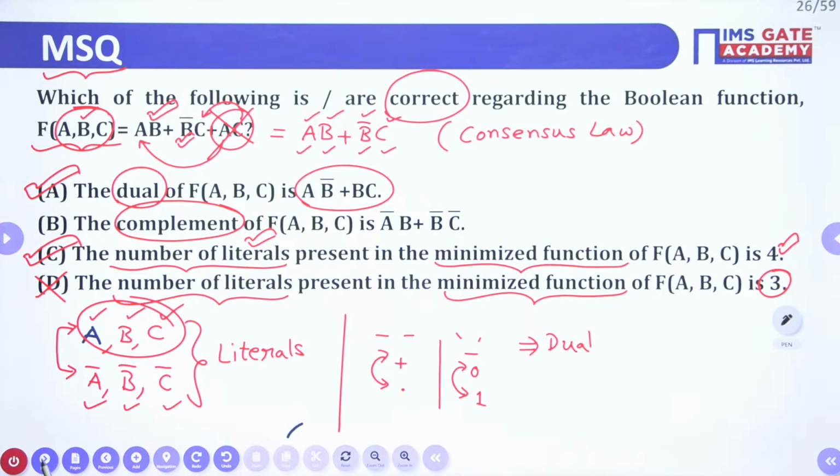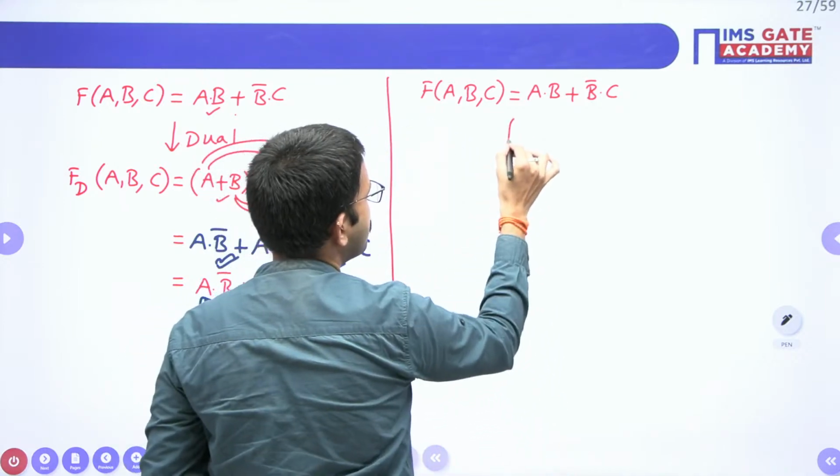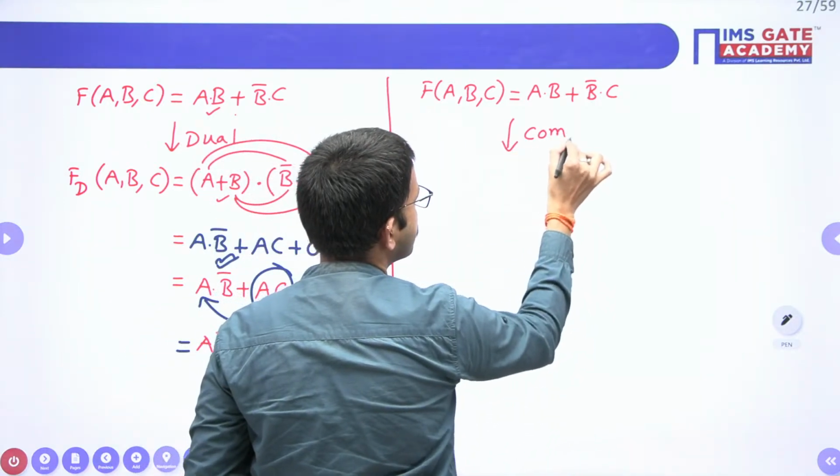Now let us proceed further. The same function I have considered. Now let us find the complement. Let us apply complement to this function.